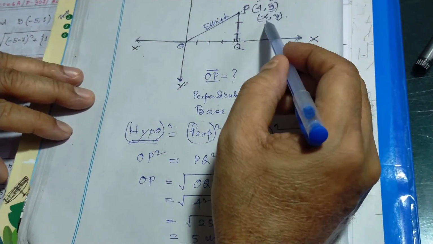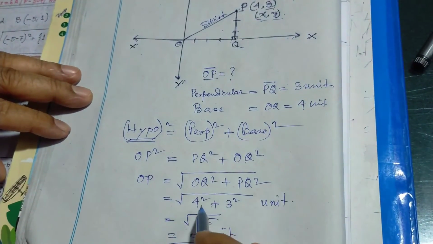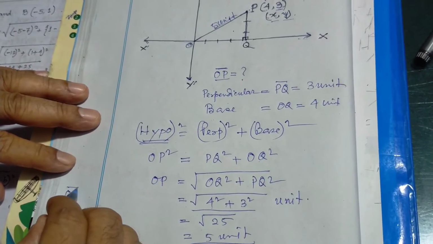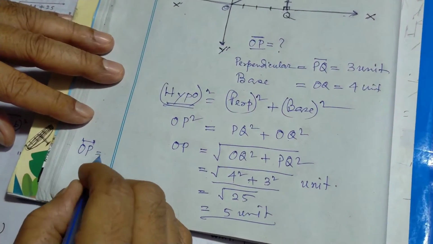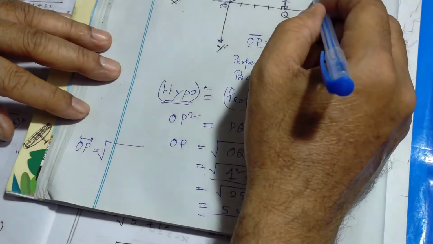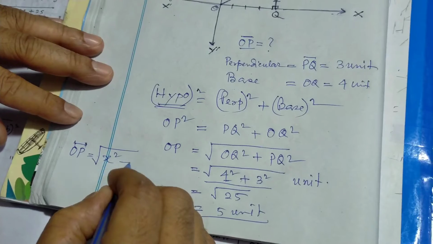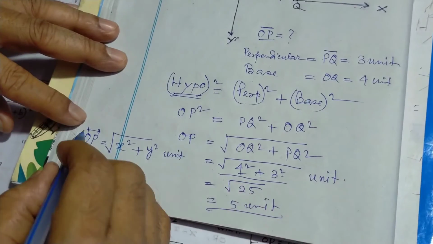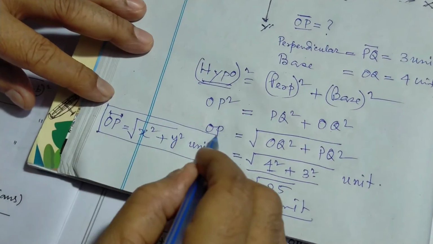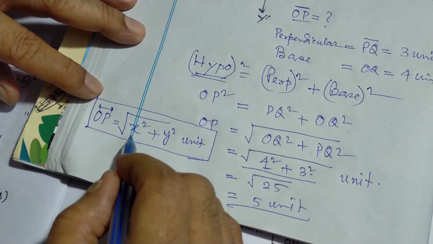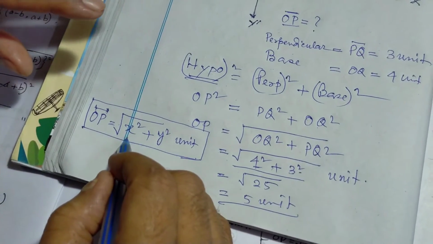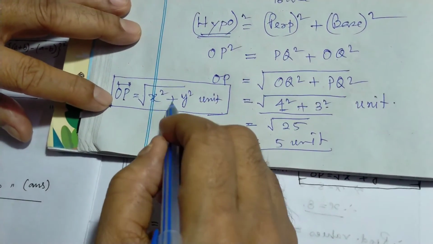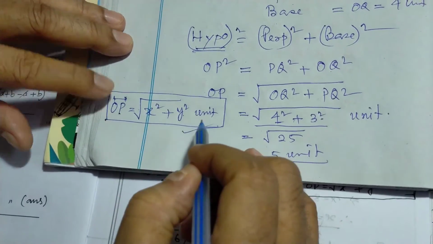Now, if we represent this as x and y, then we can write the formula as the distance OP equal to root over 4 square means the first value x square, and 3 square means y square. Actually, this is the formula to determine the distance of a point from the origin. What is that formula? Again, I am telling the formula is the required distance equal to root over x coordinate square plus y coordinate square. Okay, this one is the first formula.